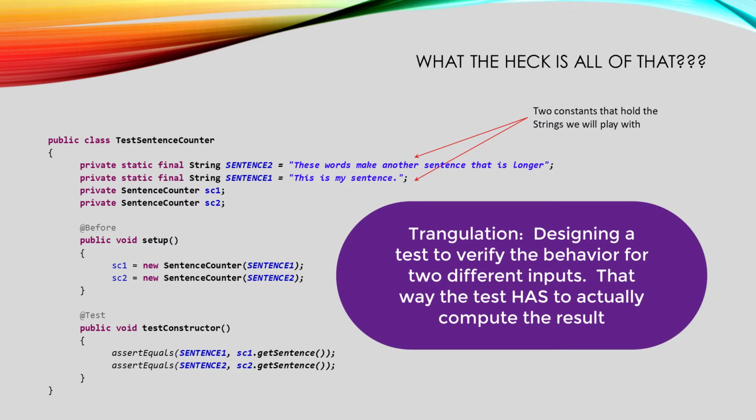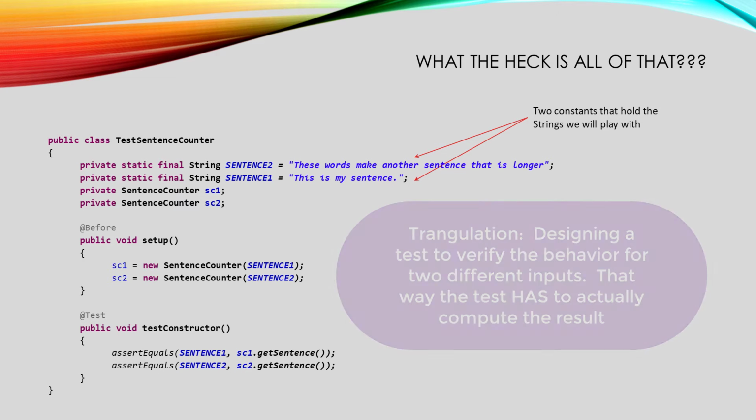Suppose one of our requirements is that we have to count the number of blanks in a string. If we tested that method only on sentence 1, our method could return a 3 and pass the test. By making our tests check both strings, we're requiring the code to actually calculate the results. So, our tests will test against both of these strings.